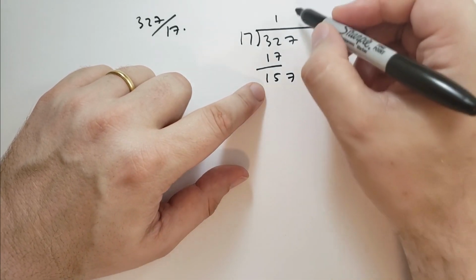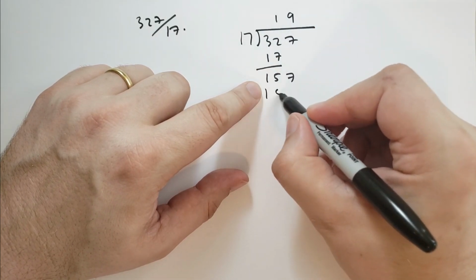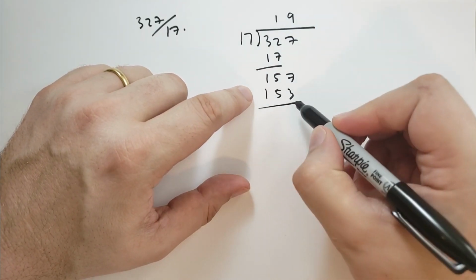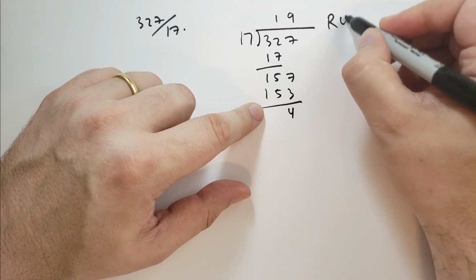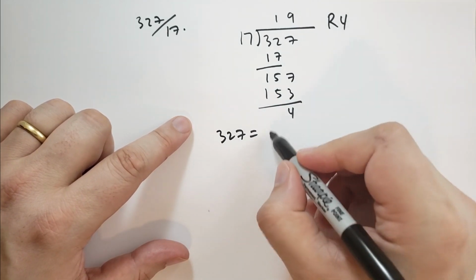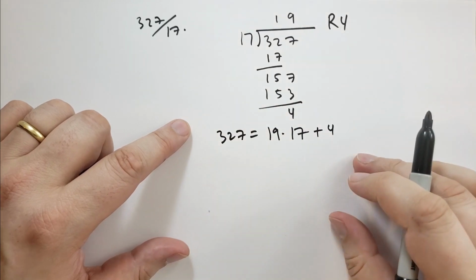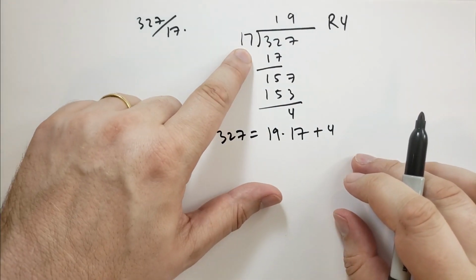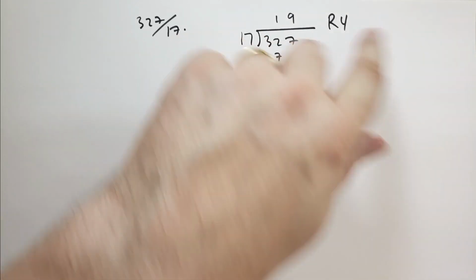17 goes into 157. Well, we figure that out to be 9. So 9 times 17 is going to be 153. Okay, and then we have 157 minus 153 gives us 4. So we have 19, remainder 4. And so we can rewrite 327 as being 19 times 17 plus 4. So we basically said that when we divide 17 into 327, we can do that 19 times and we have 4 left over.